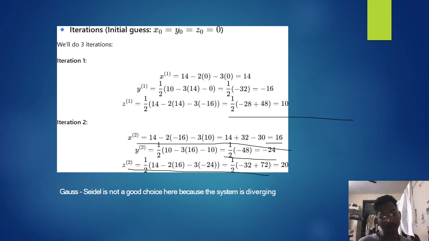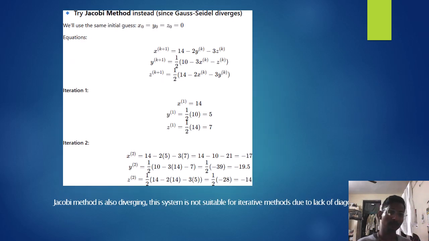Gauss-Seidel is not a good choice here because the system is diverging. Try the Jacobi method instead of the Gauss-Seidel method. Gauss-Seidel diverges. We use the same initialization, x0, y0, z0 equal to 0. This is the equation.